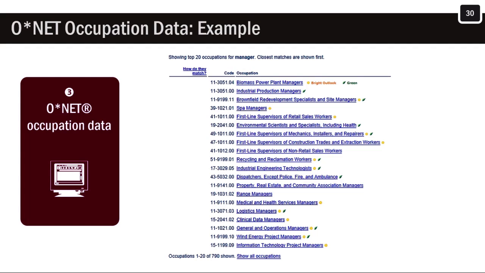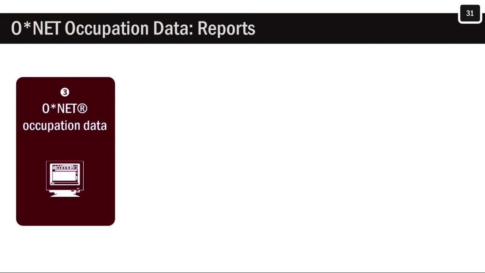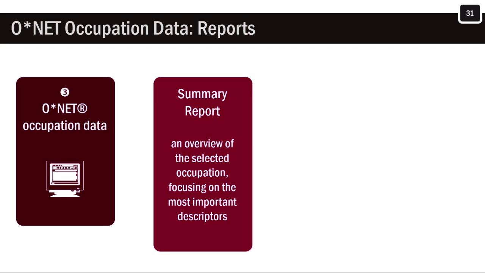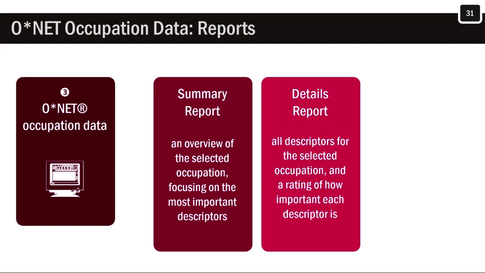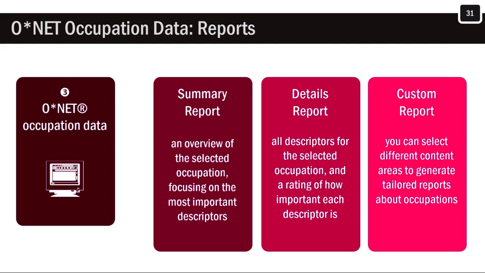For each occupation, you can get 3 types of reports. A summary report that provides an overview of the selected occupation, focusing on the most important descriptors. A details report that displays all descriptors for the selected occupation and, where available, a rating of how important each descriptor is. And custom reports. This allows you to select 14 different content areas to generate a tailored report about the occupation. You can select the type of information, level, importance, and frequency that you want displayed.